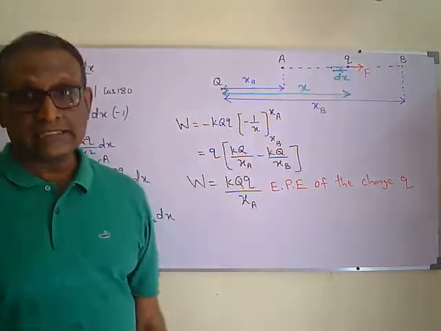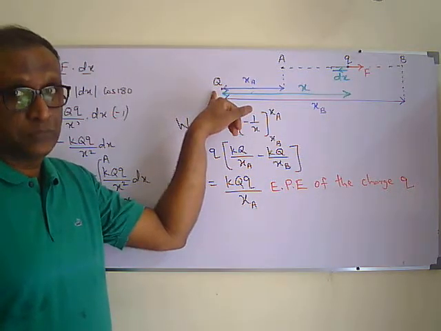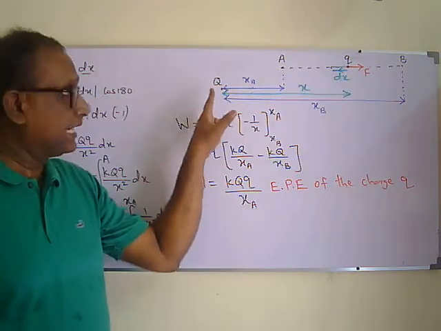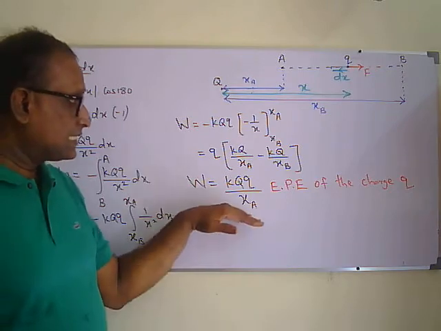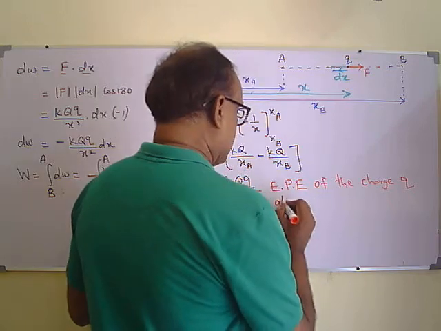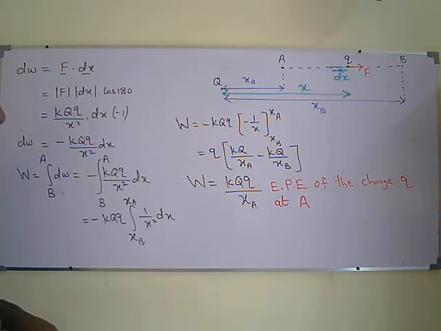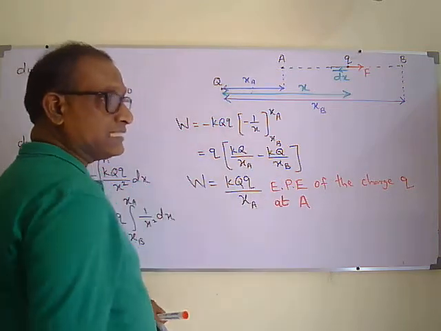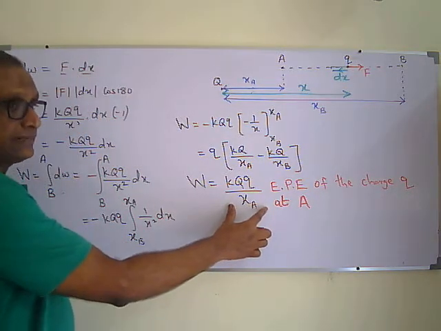So its electrical potential energy depends on the distance of it from this charge. Careful, electrical potential energy depends on the distance of this charge from this charge. XA is the distance at A when it reaches the point A. So this is the electrical potential energy of the charge Q at A. That's very important, at the point A. At infinite distance, the electrical potential energy will be 0. When it approaches, its electrical potential energy is increasing.